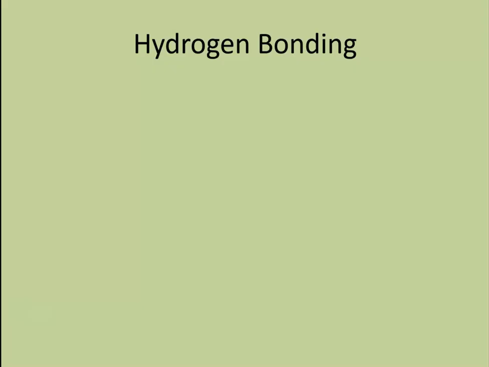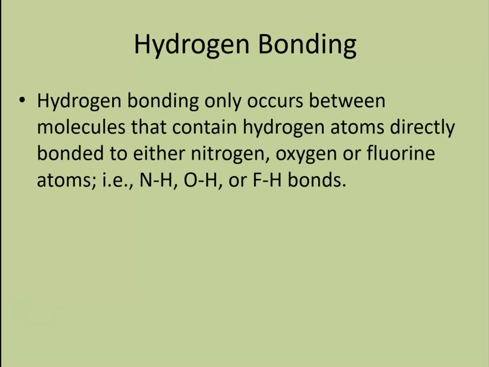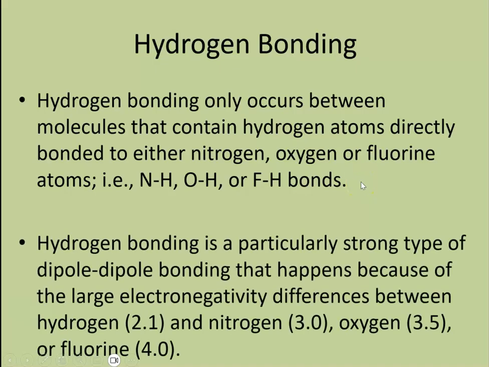Okay, the third type of intermolecular force we want to talk about is hydrogen bonding. And hydrogen bonding is a particularly strong type of dipole-dipole interaction, but it can only occur between molecules that contain a hydrogen atom that is bonded either to nitrogen or to oxygen or to fluorine. In other words, it contains an NH bond or an OH bond or an FH bond.